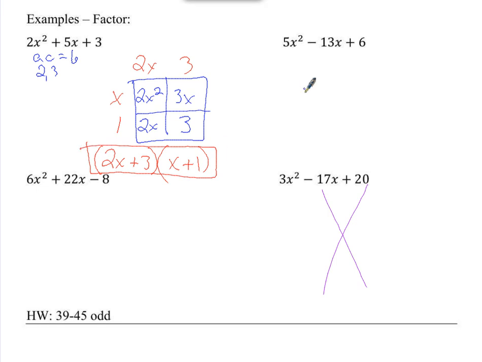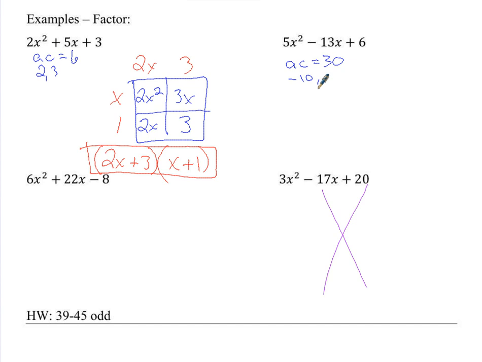Second problem, what do we do first? GCF is 1. Okay, now what? AC is 30. So I need two numbers that multiply to give me 30, but add to give me negative 13. How is that possible? Both numbers have to be negative, which means that they have to be negative 10 and negative 3.